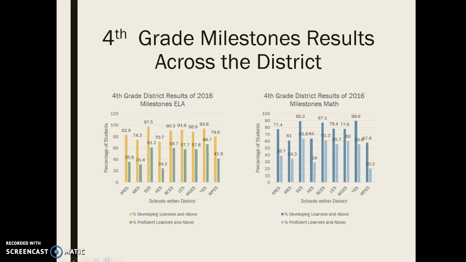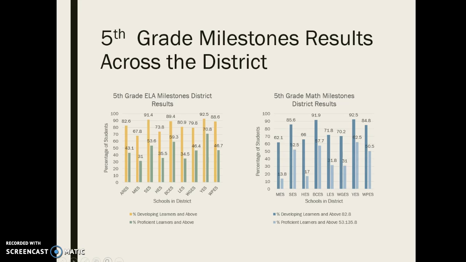Again, in looking at the 4th grade milestone results, the same thing holds true. Youth Elementary School had the highest percentage of developing and higher and proficient and higher categories than all the other elementary schools in the county, with the majority of the students falling in either the proficient or the developing learners. And the same again holds true for the 5th grade milestone results.